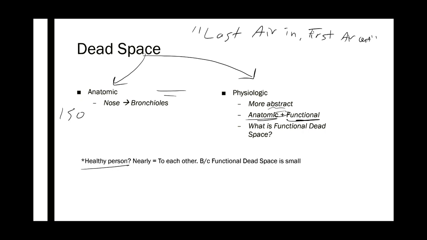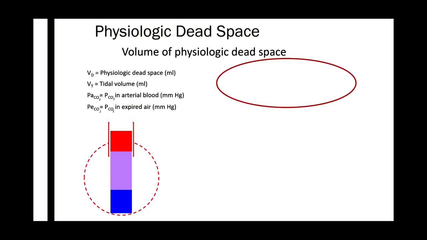But when you get pathologies, you get an increase in functional dead space. And there's a formula on this next slide that shows how to calculate that in pathologies. So this is the formula. VD, volume of physiologic dead space, equals the tidal volume times the PaCO2 minus PeCO2 over PaCO2.